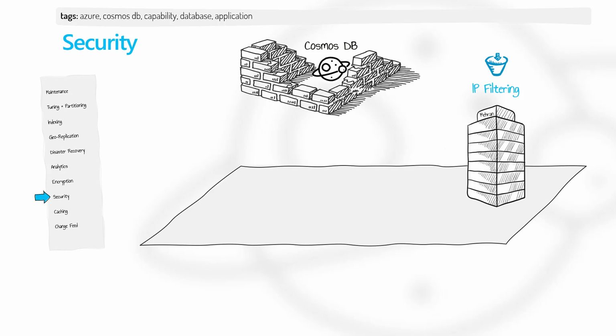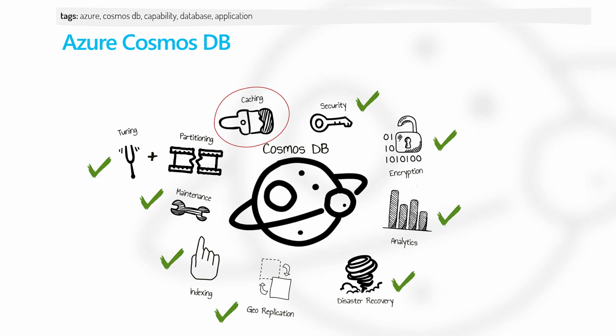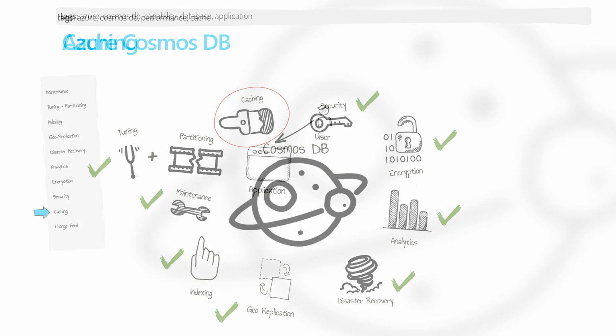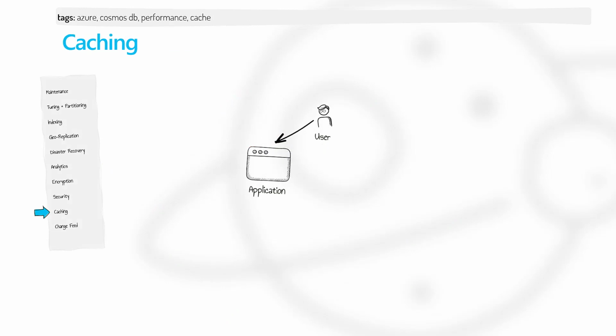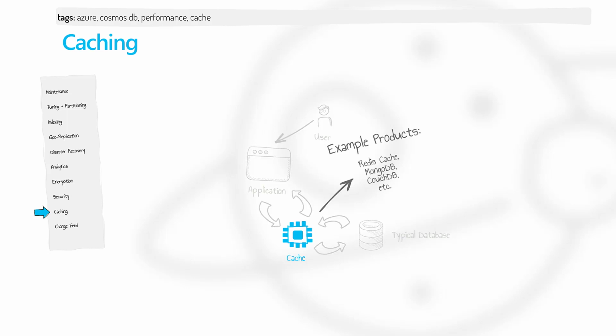If application performance is needed, caching needs to be implemented. For a typical database that is accessed by an application, developers or app creators have to manually create a cache database that stores query results so that the values do not have to be retrieved from the database. Some example products that are used to build an application cache are Redis Cache, MongoDB, CouchDB, etc.